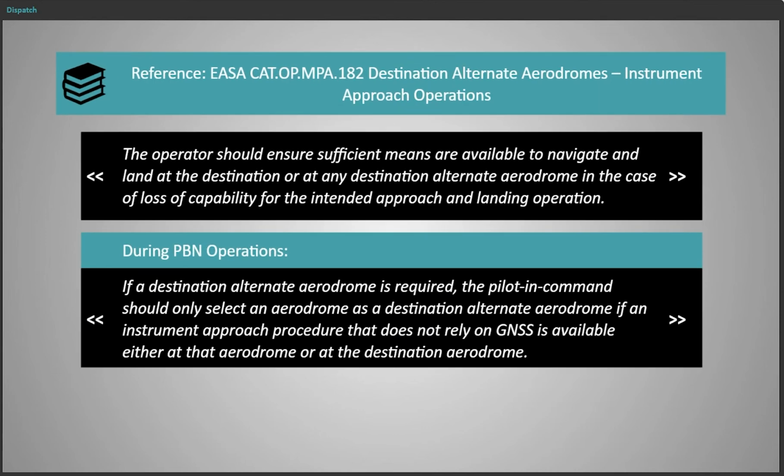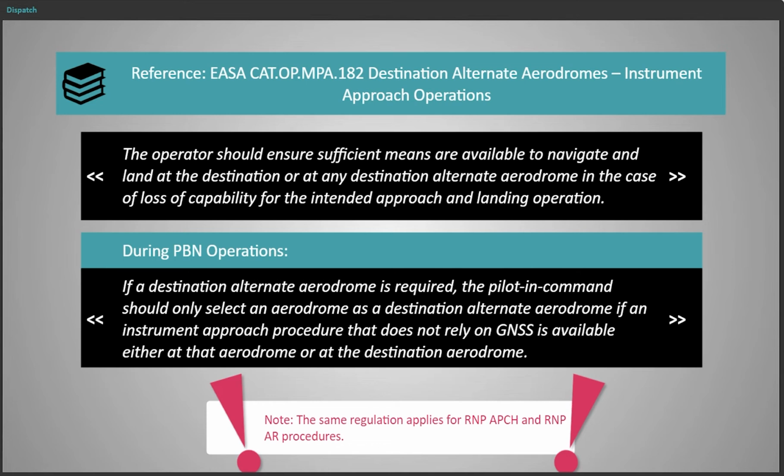The operator should ensure sufficient means are available to navigate and land at the destination or at any destination alternate aerodrome in the case of loss of capability for the intended approach and landing operation. During PBN operations, if a destination alternate aerodrome is required, the pilot in command should only select an aerodrome as a destination alternate aerodrome if an instrument approach procedure that does not rely on GNSS is available either at that aerodrome or at the destination aerodrome. Note, the same regulation applies for RNP APCH and RNP AR.